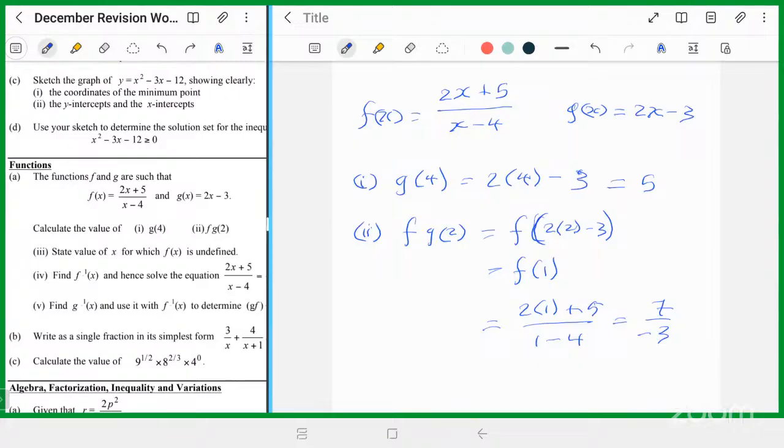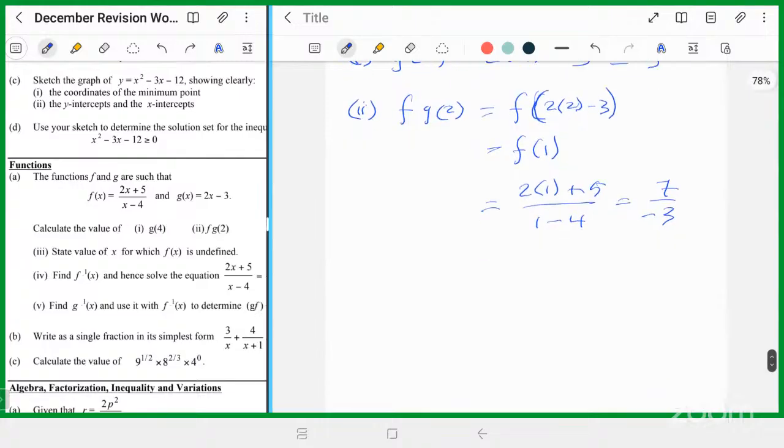Alright, part 3. Something we did in class again. It's asking us to state the value of x for which f of x is undefined. In other words, which value of x cannot work on this function? Which value of x cannot be in the domain because it's going to make the function undefined. It's the value of x that will make the denominator equal 0. You cannot divide by 0 on a fraction. So the value of x that will make this undefined is the one that will make the denominator 0.